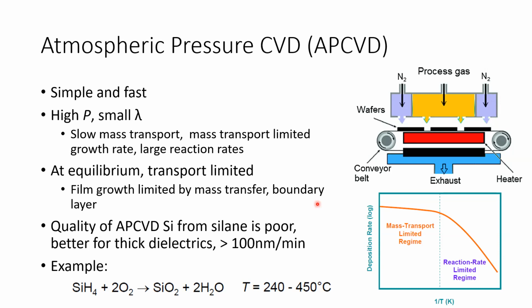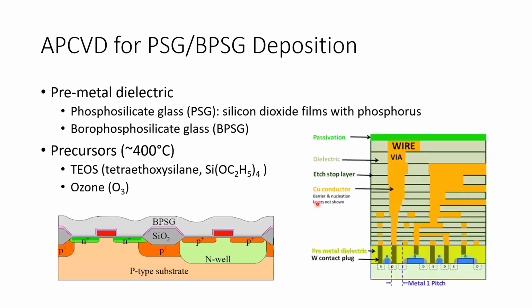Because of this drawback, and also because the good thing, the advantage, is that it's fast, we can use silane reacting with oxygen to get silicon dioxide, at a temperature of about 240 to 450 degrees C. So the specific application in IC fabrication is as a so-called pre-metal dielectric.